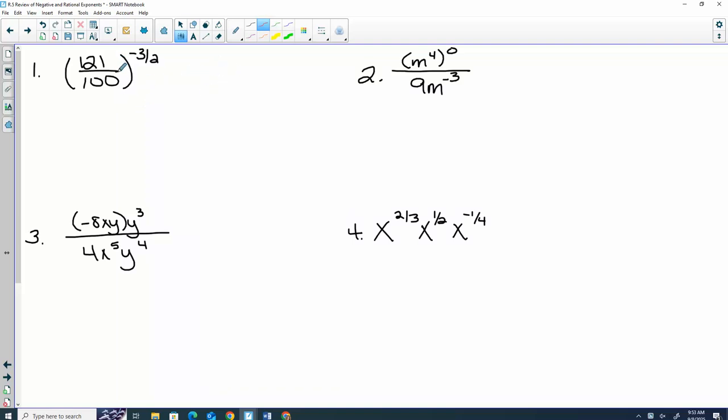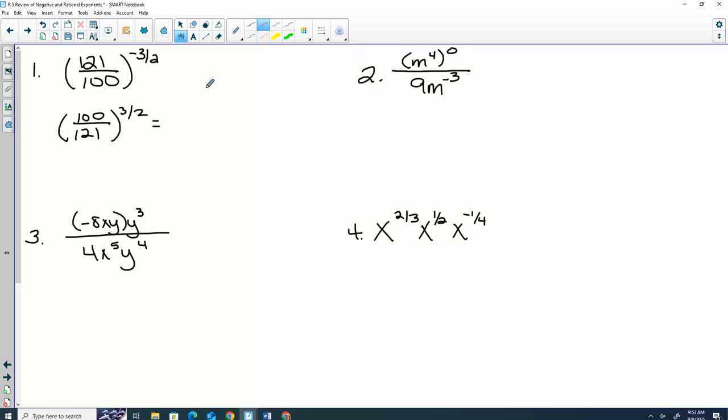We also had a couple people that saw the negative and said that's just going to flip my fraction. They started out flipping the whole thing and writing it with a positive exponent. Both are correct. I think that might be a little bit easier to look at. So the negative makes it 100 over 121, and then it's a +3 halves power.